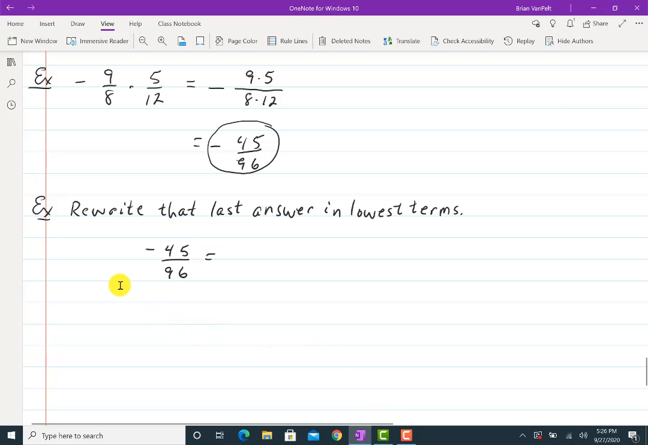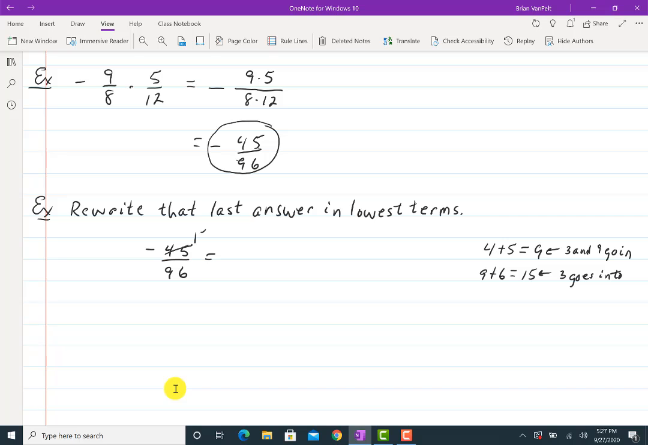So off the top of my head, if I take the numbers 4 plus 5, I get 9. 4 plus 5 equals 9. That means I know that both 3 and 9 go into 45. Similarly, 9 plus 6 is equal to 15, and it means that 3 goes into 96 because 3 goes into 15. 9 does not go into 15, so 9 does not go into 96. So let me write this out here. 4 plus 5 equals 9. 9 plus 6 equals 15. 3 and 9 go into 9. 3 goes into 15. So I do know that 3 goes into both the 45 and the 96.